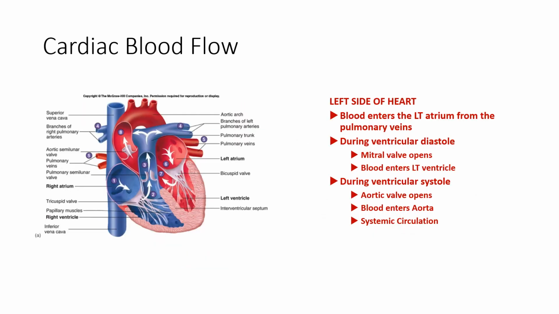On the left side of the heart, blood will enter from the pulmonary veins into the left atrium. During ventricular diastole, the mitral valve opens, blood enters the left ventricle, and then during ventricular systole, the aortic valve opens and blood will enter the aorta and move on to systemic circulation from there.